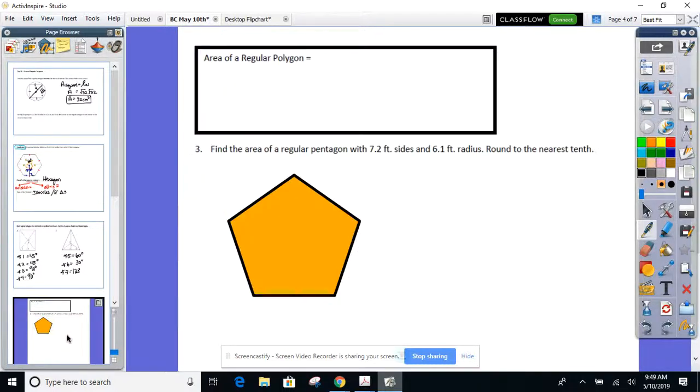I think we're ready for area now. But now it's going to be a pentagon. That's 5 sides. So go ahead, draw yourself a 5-sided figure.